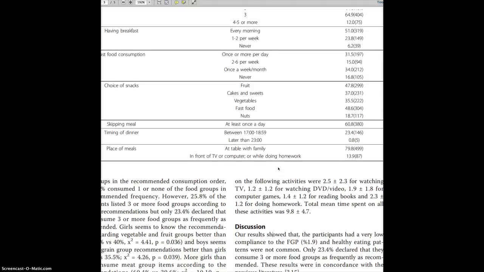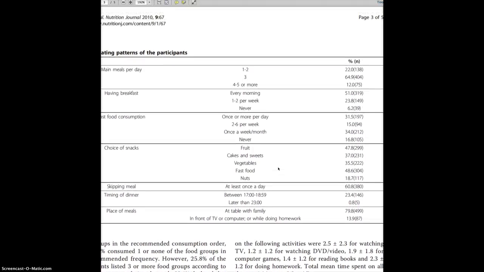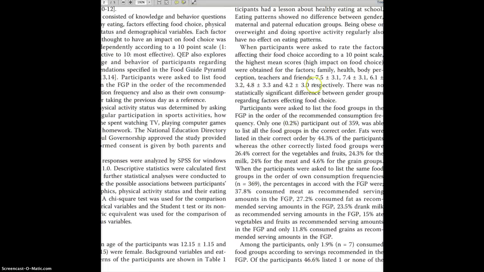Another thing about this particular article that I'm asking a question about is how they were asked to rate the food choices. And you'll notice here that they have a 10-point scale. And what I'm asking about in the discussion on the assignment questions is whether or not these are appropriate.